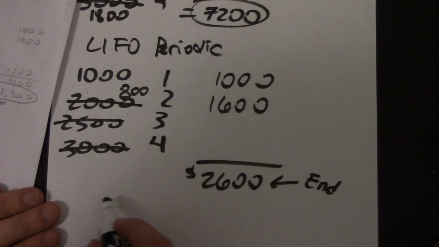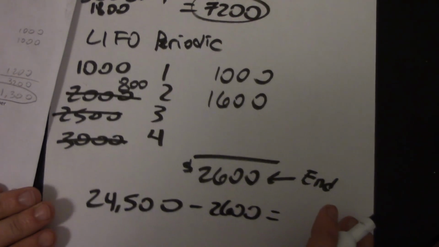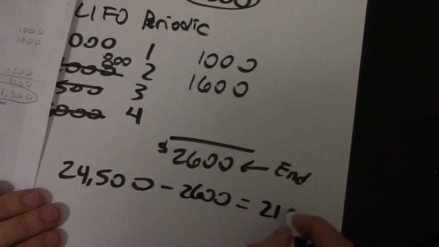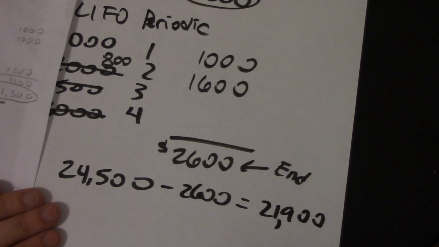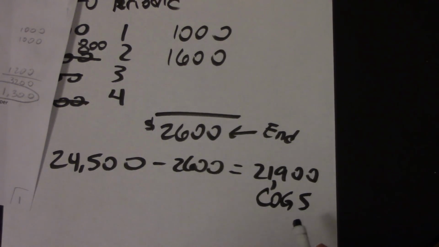So our cost of goods available for sale is $24,500 minus our ending inventory of $2,600, giving us a cost of goods sold of $21,900. There's our cost of goods sold for LIFO periodic.